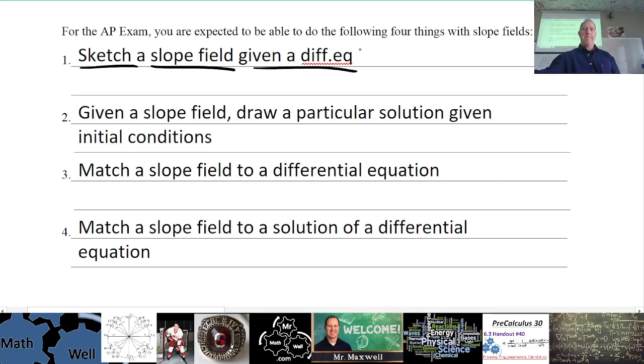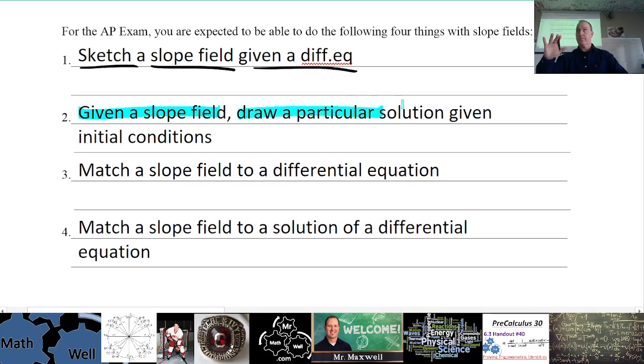Second thing, given a slope field, you are going to draw or sketch the graph of the particular solution given initial conditions. So again, I'll just give you a minute to write this down so that when we travel through this lesson, you're going to come back to this and say, oh yeah, I've done that. I know how to do that. And you can kind of self-check here as to what you understand. So given a slope field, to draw a particular solution.